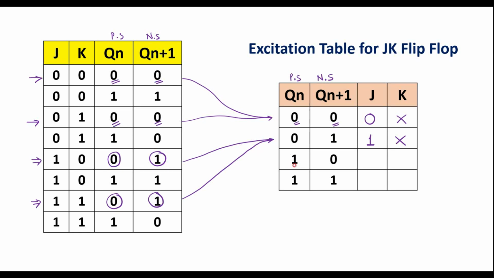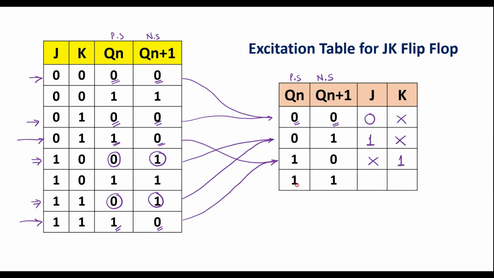Similarly, Qn is 1, Qn plus 1 is 0. So here we have Qn is 1 and Qn plus 1 is 0, and here we have Qn is 1, Qn plus 1 is 0. Let me compare this row and this row. So here J value is 0, here J value is 1, K value is 1, K value is 1. So K value is 1 and J value must be don't care. So thus this row is derived from this one and this one.